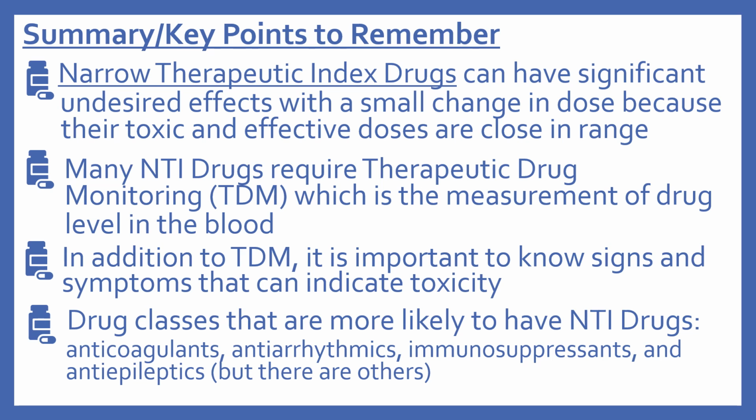And there are drug classes that are more likely to have narrow therapeutic index drugs. These include anticoagulants, antiarrhythmics, immunosuppressants, and antiepileptics. But know that there are also drugs that are narrow therapeutic index in other classes as well.